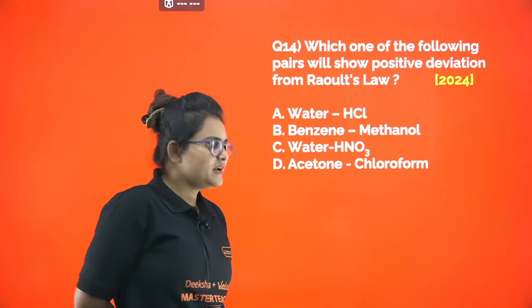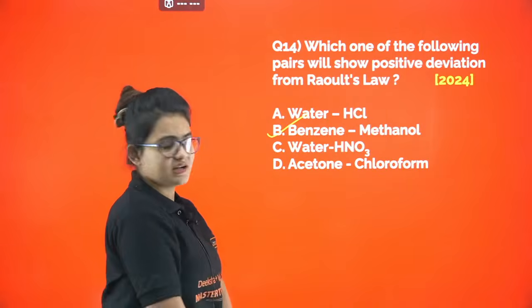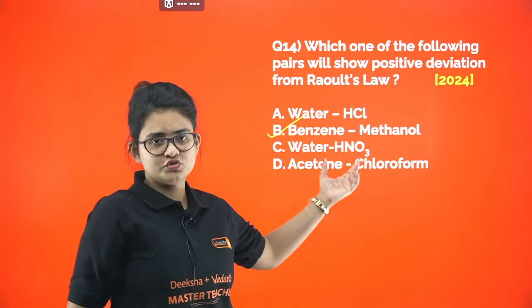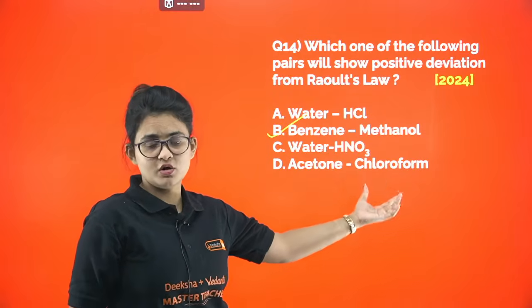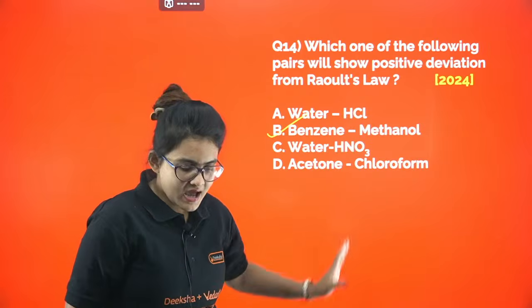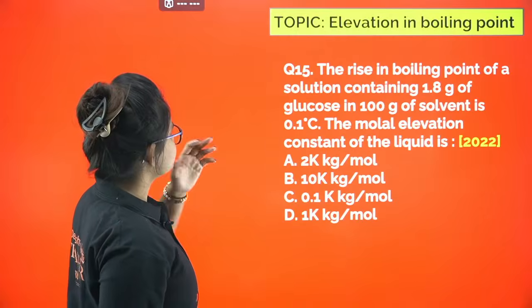So next, water, we got our answer, but let's proceed with the next one as well. Water and HNO3 will also show some hydrogen bonding, so it will also show negative deviation. And acetone chloroform, I already gave you the example. Okay, I guess it's clear. Very good, Sagar. Let's proceed.